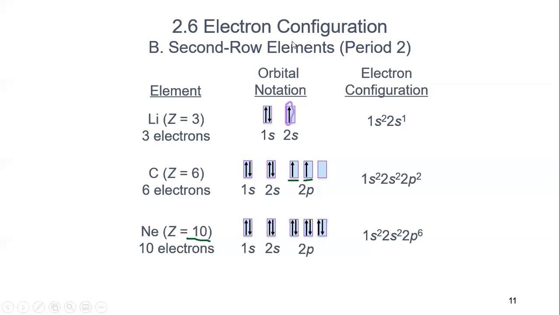And this is why neon and other noble gases are very inert, because they have completely filled orbitals. So it doesn't want to react that much because it's happy with the electrons that it has.